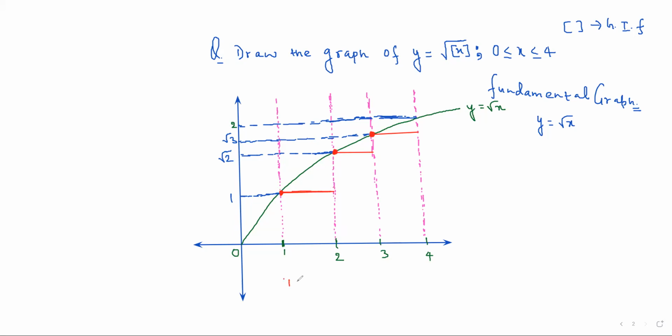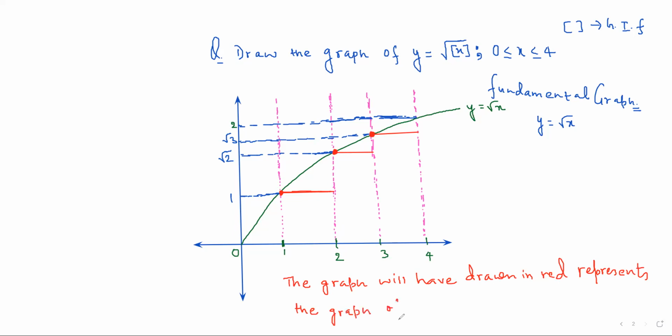So beta, the graph drawn here represents the graph of y is equal to under root of greatest integer function of x. By this method, you can get the answer easily. So basically, beta, you can do it like that. Got it, beta?